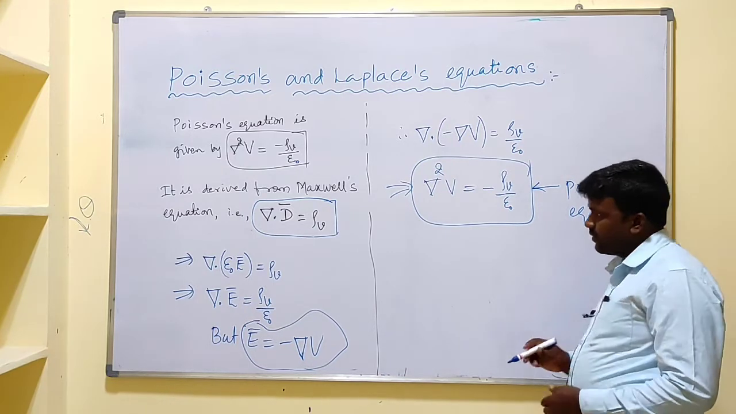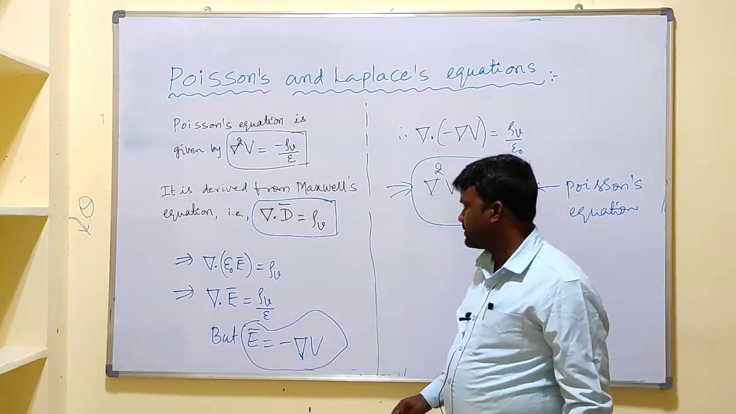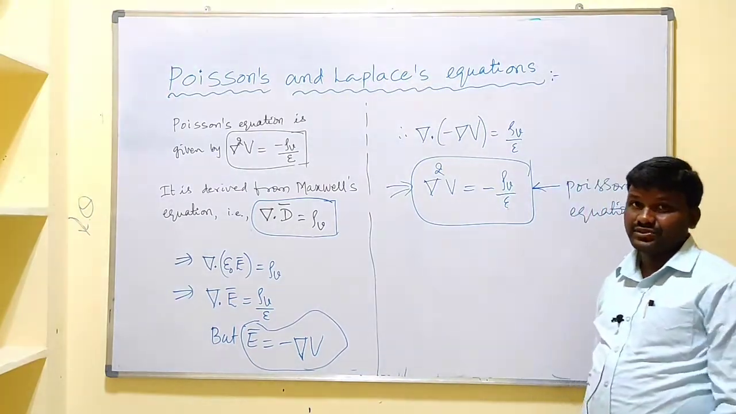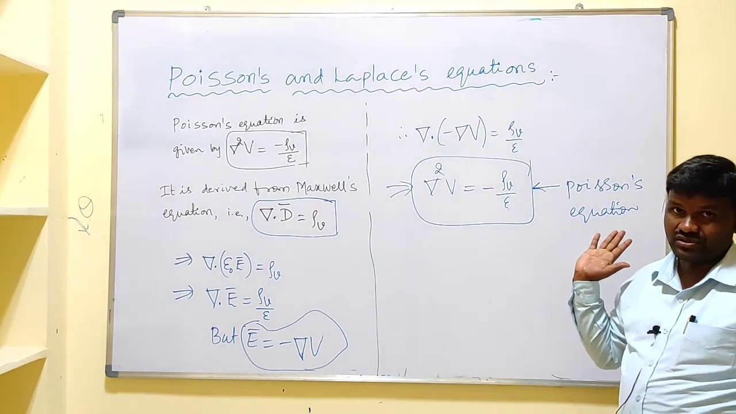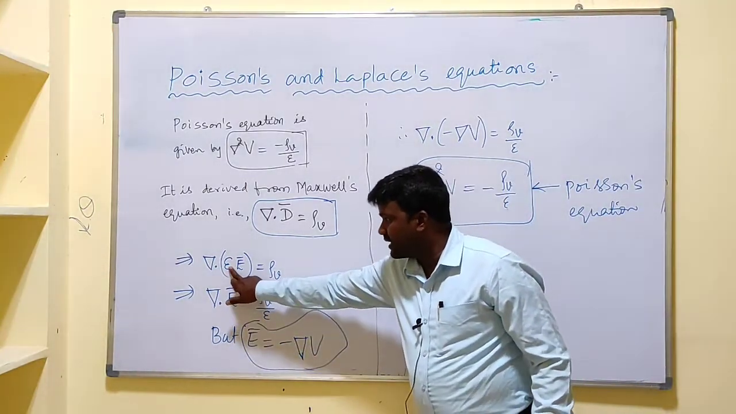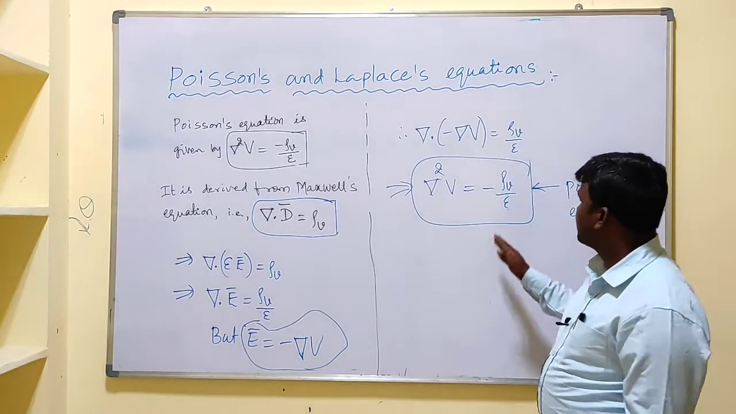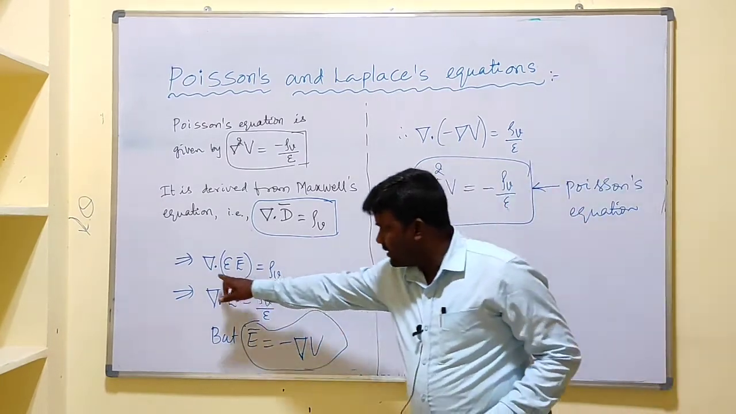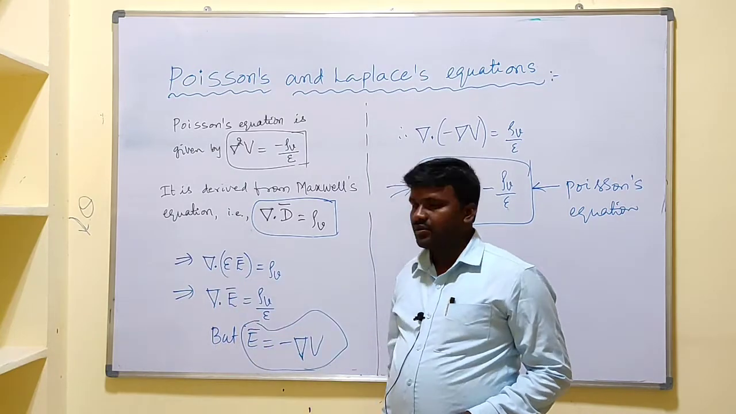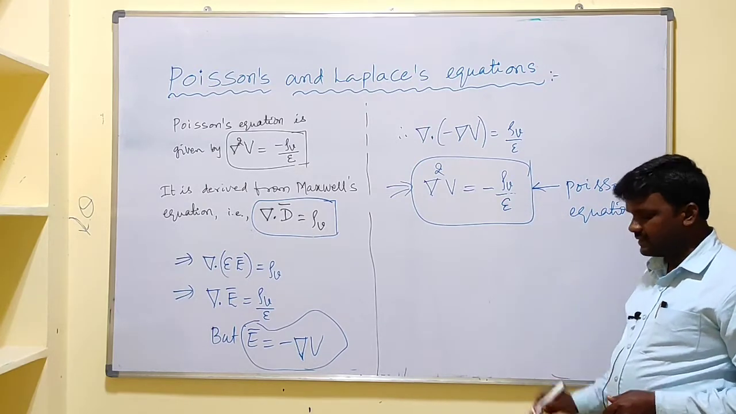For any medium, epsilon is the permittivity of the medium, so here also it is epsilon. If the medium is linear and isotropic, epsilon is constant. We can write epsilon outside of this del dot, and send this term to the other side. Finally we get del square V equal to minus rho V by epsilon. This equation is called Poisson's equation.